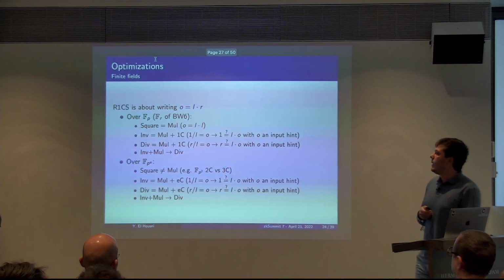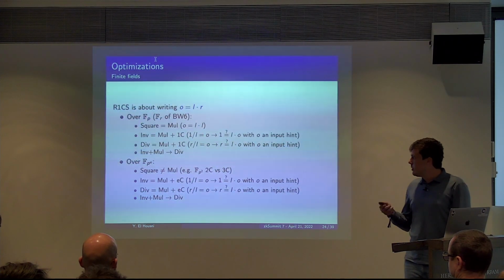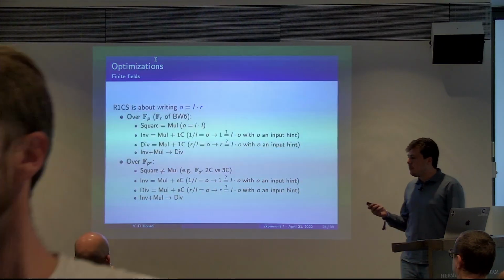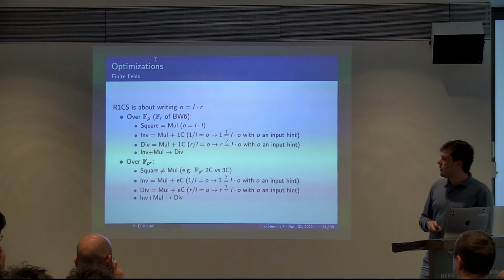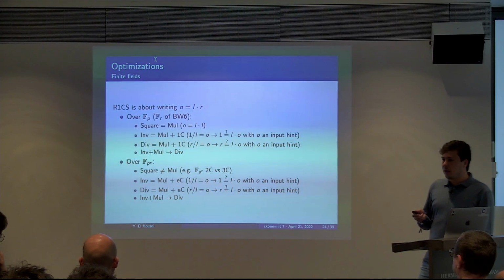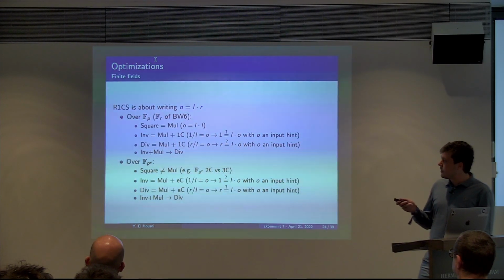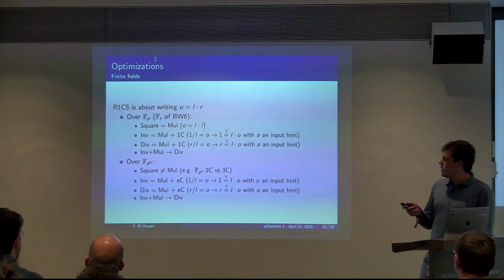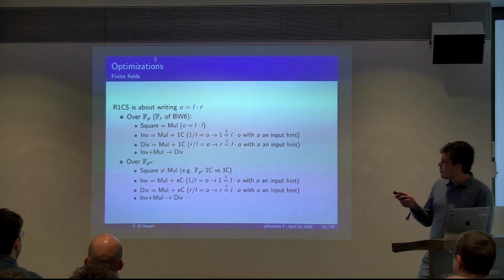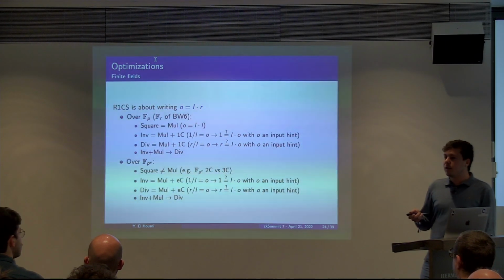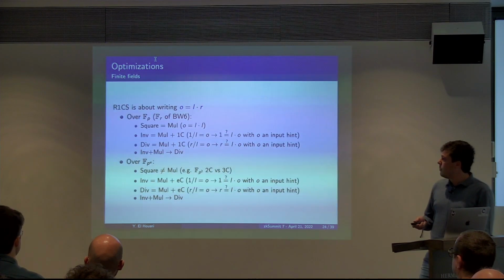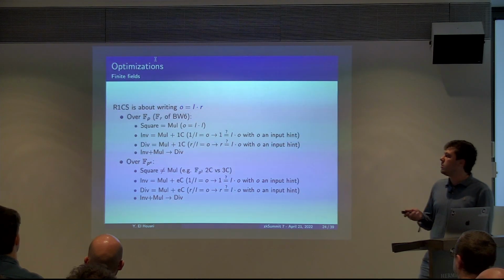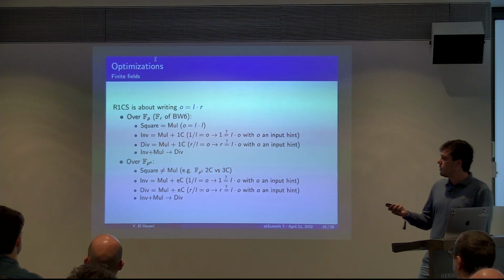As I said, R1CS is about writing O is equal to L times R. So squares and multiplications in the finite field are the same, constraint-wise, but inverses are not, because inverses cost the same as a multiplication plus one constraint. So instead of doing the inverse, you compute the inverse outside of the circuit: 1 over L is equal to O, and you provide O as a hint. So inside of the circuit, you just compute L times O. You substitute an inverse by a multiplication, and then you check that it is equal to 1. Division is the same, but not 1, it is R.